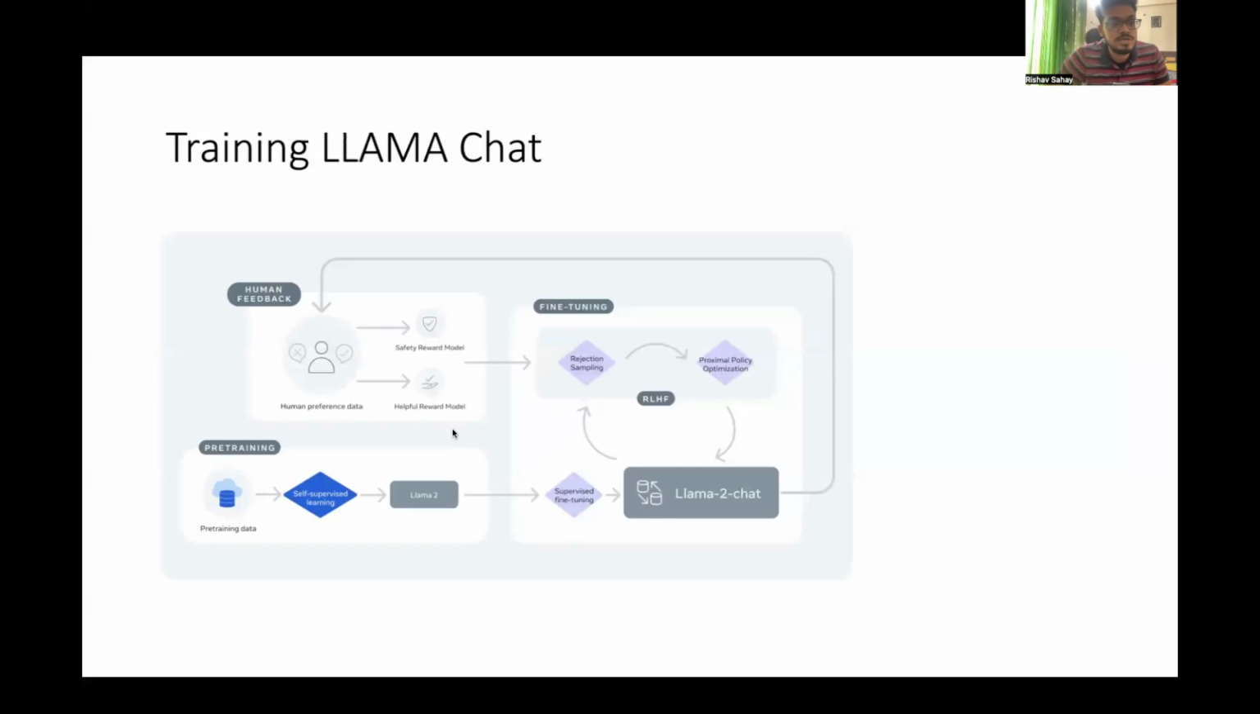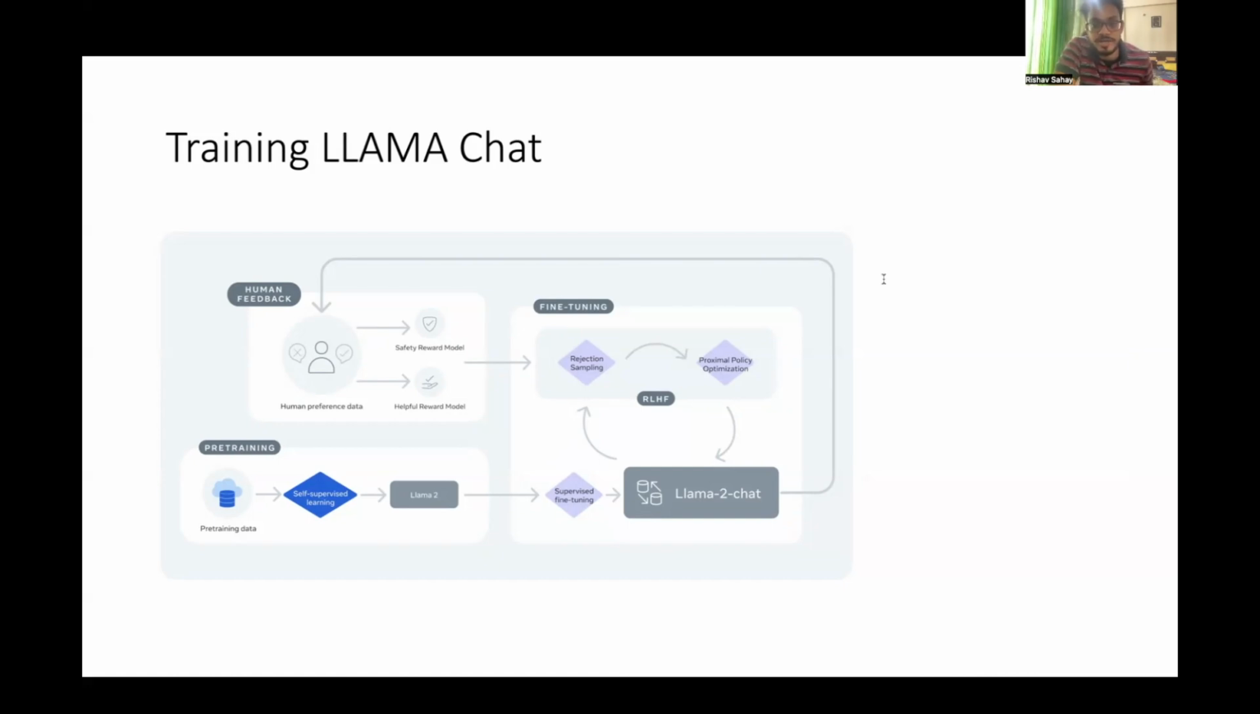So this is how the training of Llama Chat has happened. The first thing is pre-training. The process begins with pre-training data, which undergoes self-supervised learning to create the base Llama 2 model. Then the fine tuning phase happens. The Llama 2 is then fine tuned through supervised fine tuning to produce Llama 2 chat.